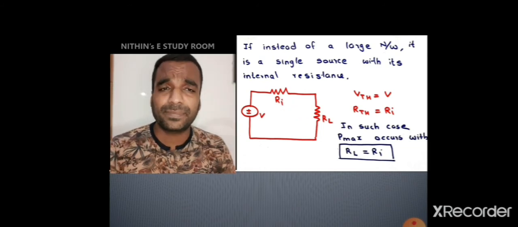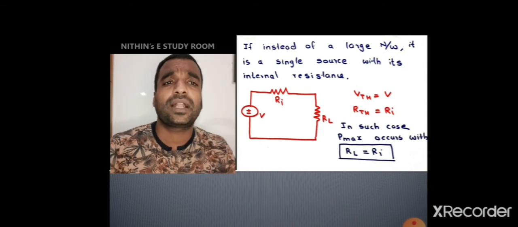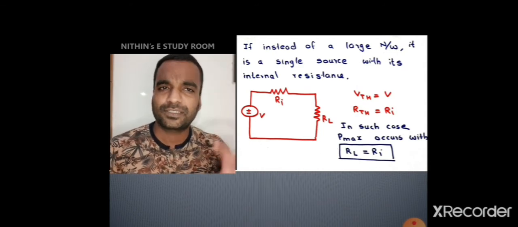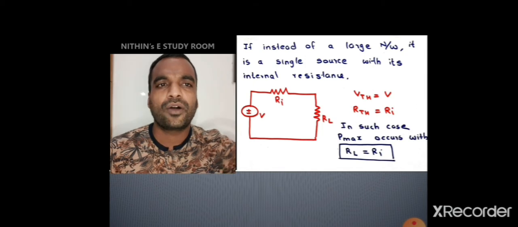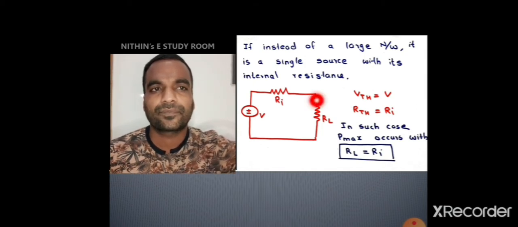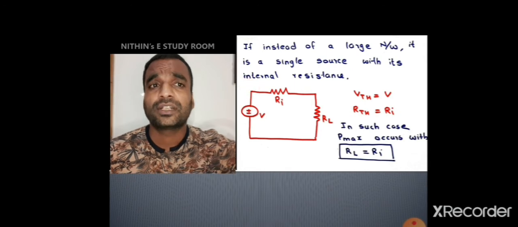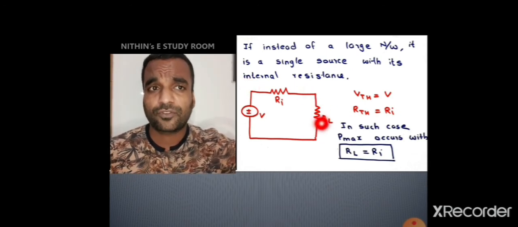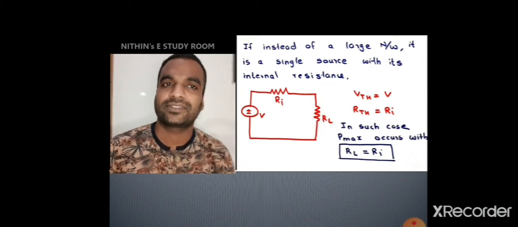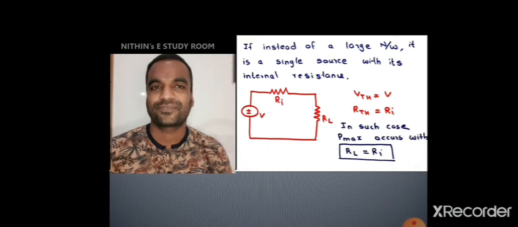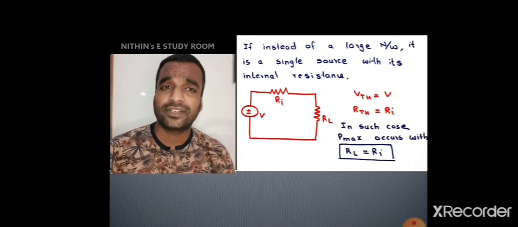If it is such a simple circuit, you don't need to calculate R Thevenin. What was the procedure for finding R Thevenin? You have to remove the RL and you have to suppress the voltage source by its internal resistance. That means you have to short circuit the voltage source. Now, from the open circuited terminals, RL is not here now. From these open circuited terminals, what is the equivalent resistance? Equivalent resistance R Thevenin is equal to Ri itself.